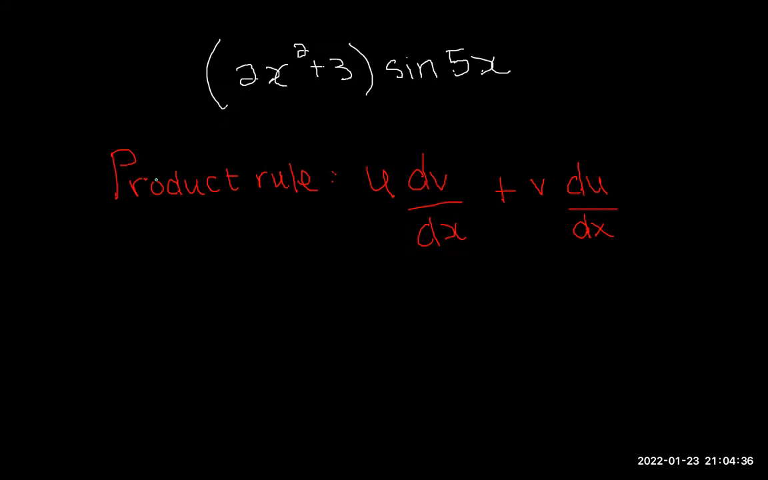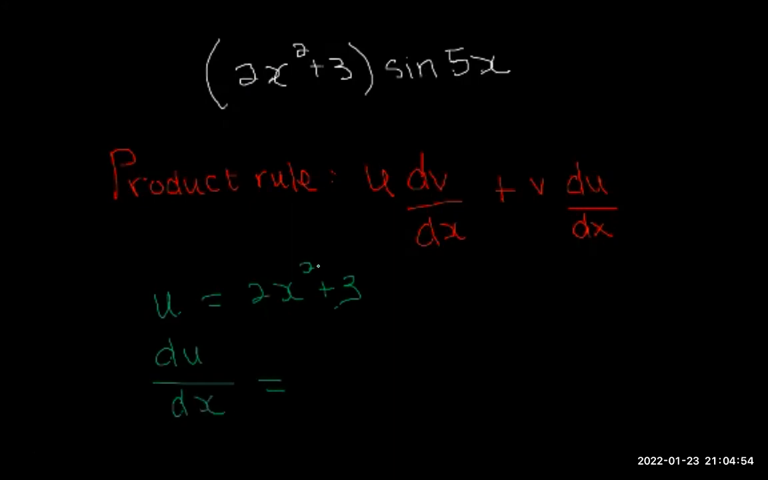Okay, so I'm taking u to be 2x squared plus 3. If u is equal to 2x squared plus 3, then du on dx, the rate of change of u with respect to x, is equal to what? If I differentiate this expression, what would I get? 4x. Yeah, 4x.